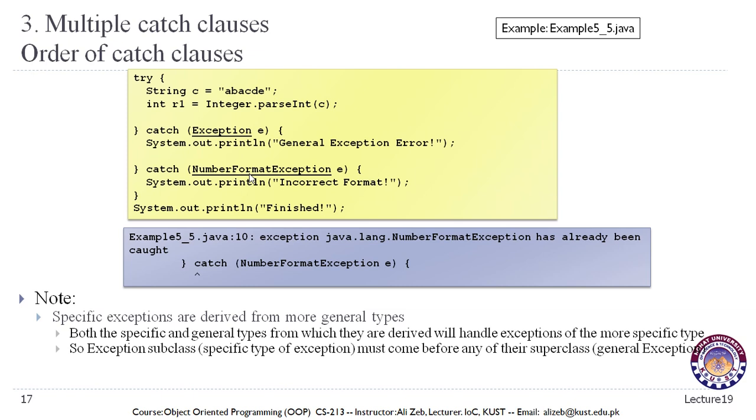So exception subclasses, specific types of exception, must come before any of their superclass. Whenever we're trying to use multiple catch blocks, we should use the specific exception handler before the general exception handler in the order. Otherwise, we will never get to the specific exception handler. If not, the program can't be compiled.